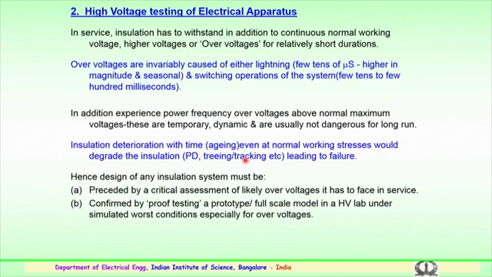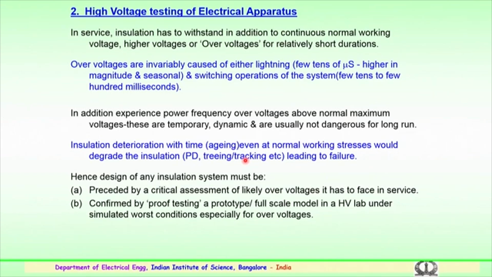So, insulation deterioration with time, what we call aging or long duration period, where the insulation is stressed electrically and thermally continuously in the field, even at working stresses, would degrade. There is degradation because of the partial discharges due to treeing or tracking, which could lead to the failure of insulation.